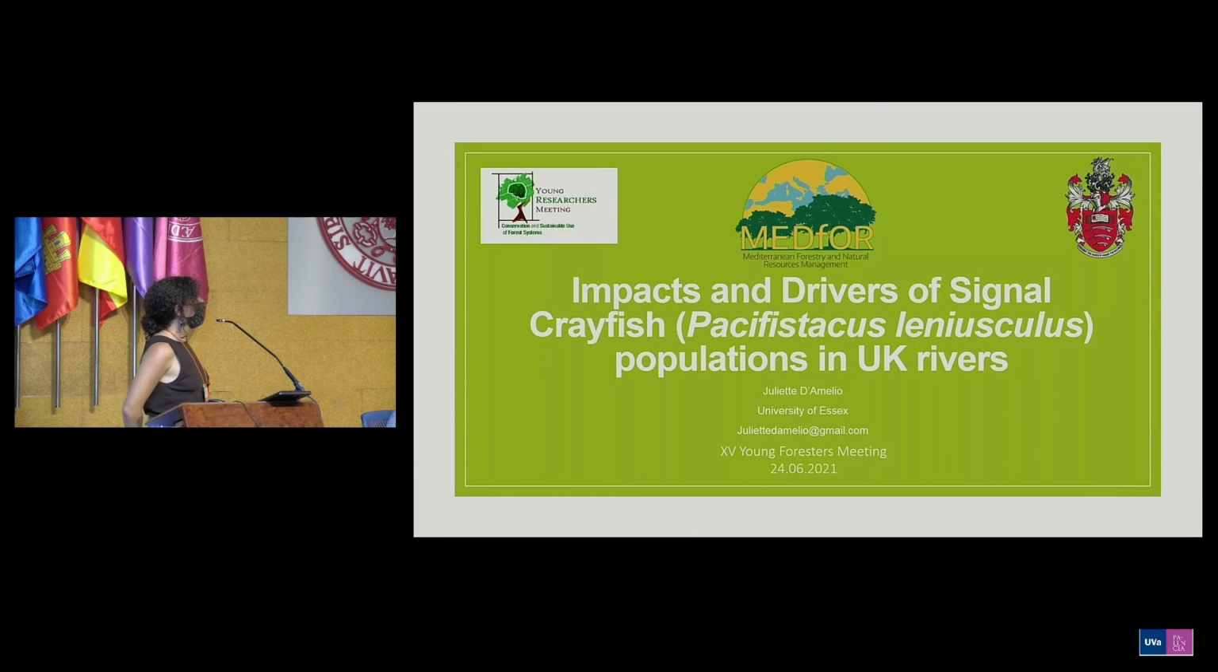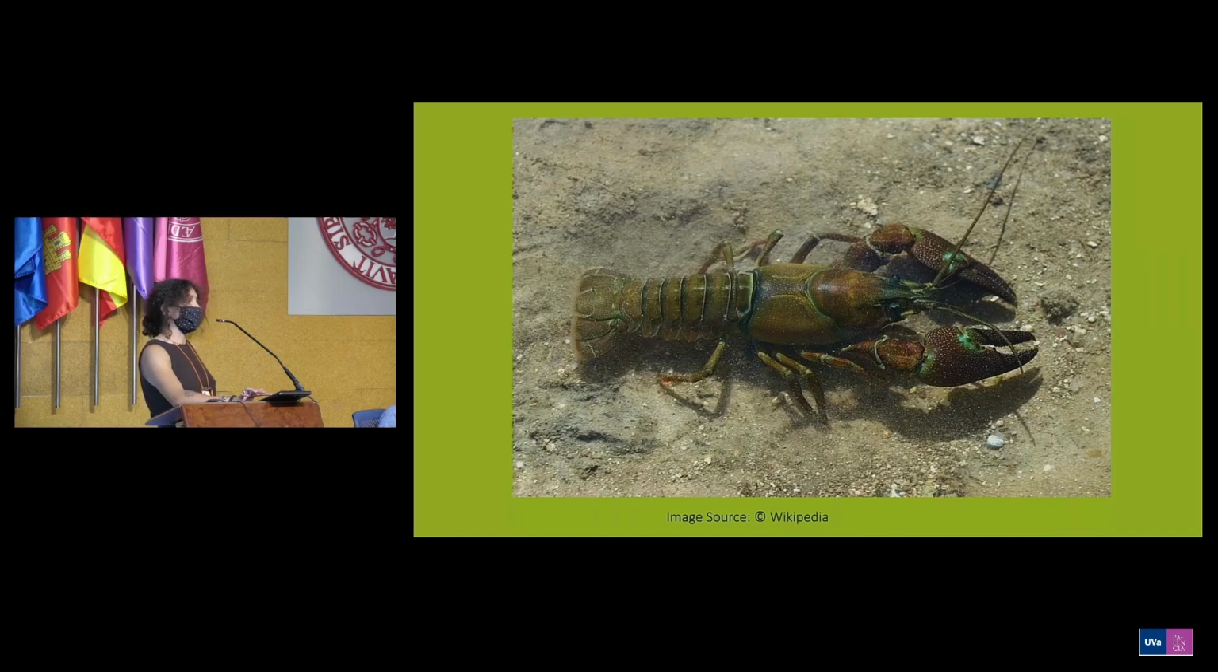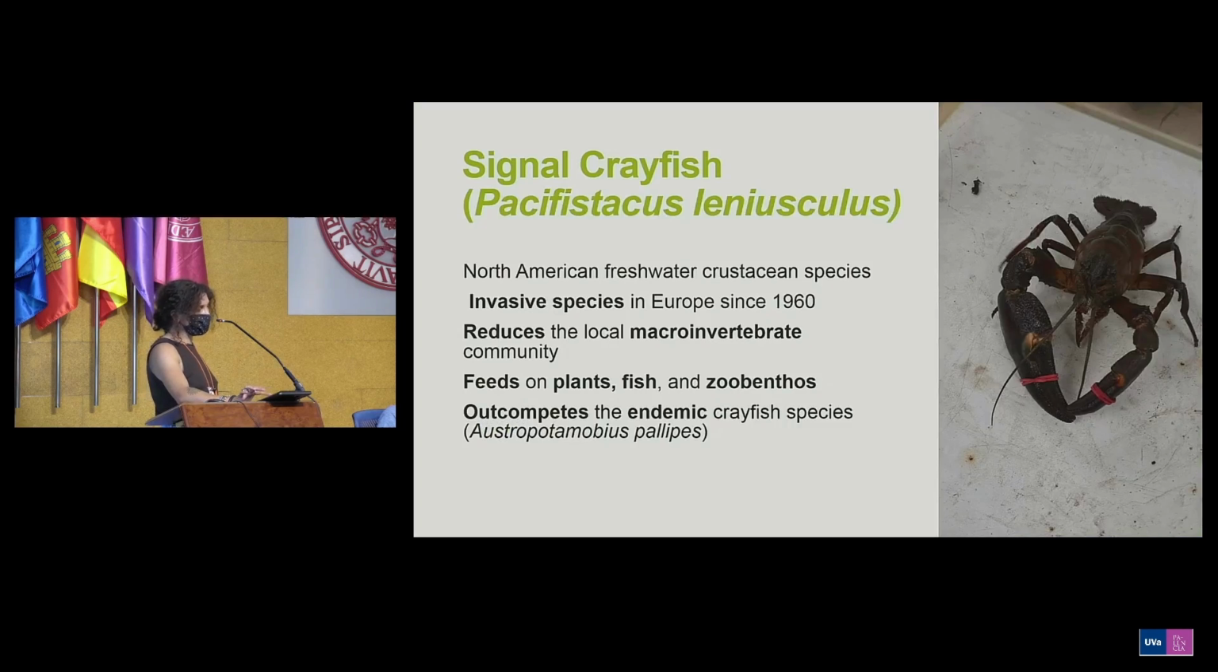Much better. I'm going to present to you my bachelor's thesis, which is about impacts and drivers of signal crayfish, Pacifastacus leniusculus, populations in UK rivers. Today I'm going to talk about this little ugly animal, the signal crayfish. It's a freshwater crustacean species that is native to North America, in particular the United States, and it was introduced in Europe in the 1960s, and it has become an invasive species ever since.